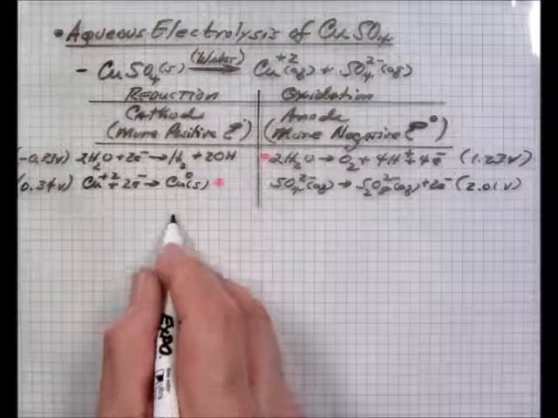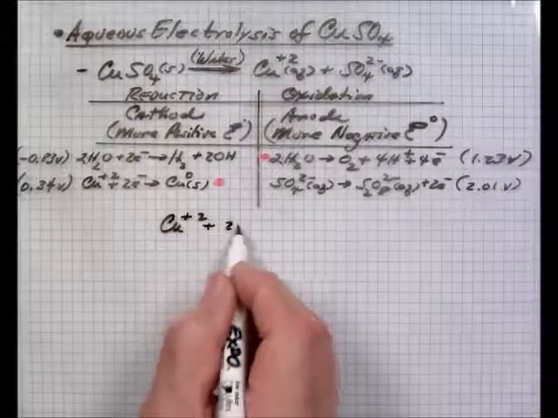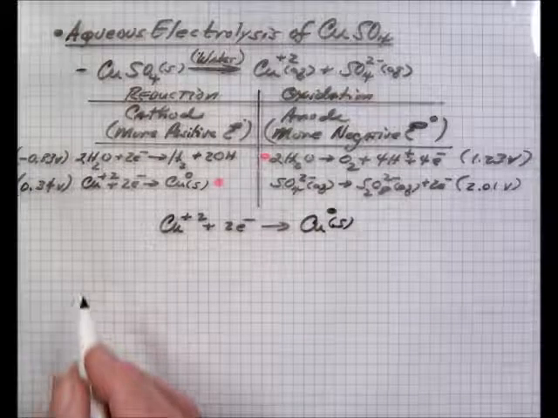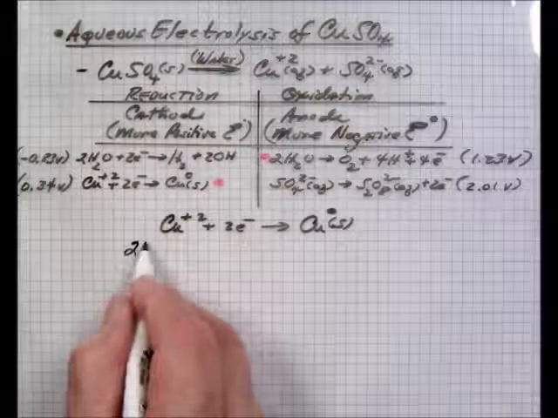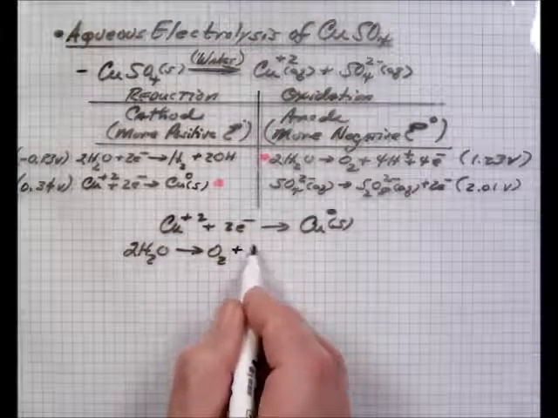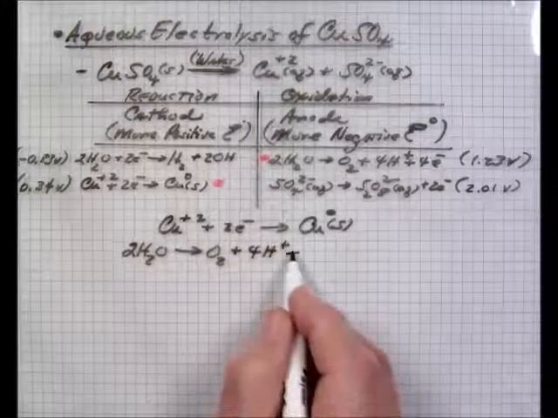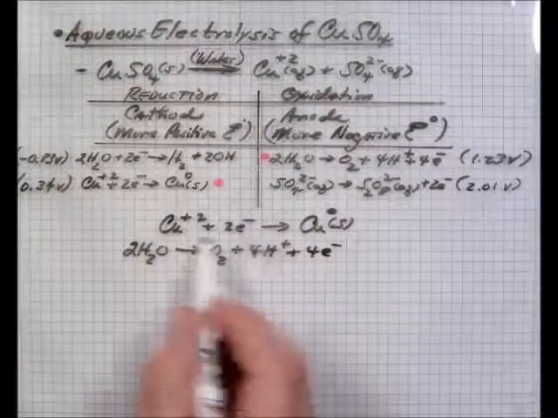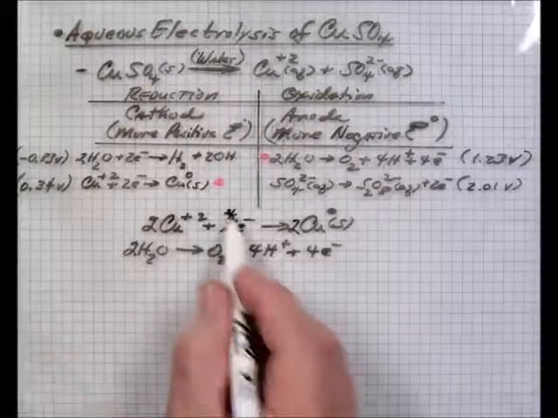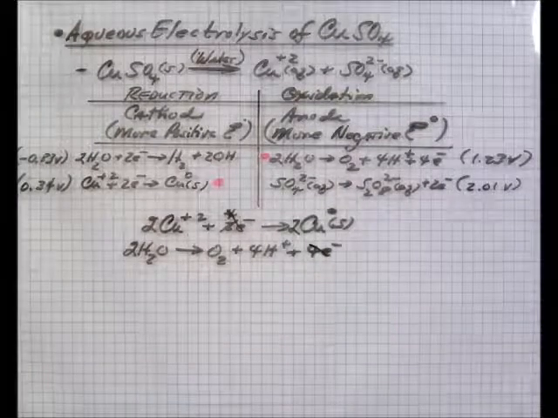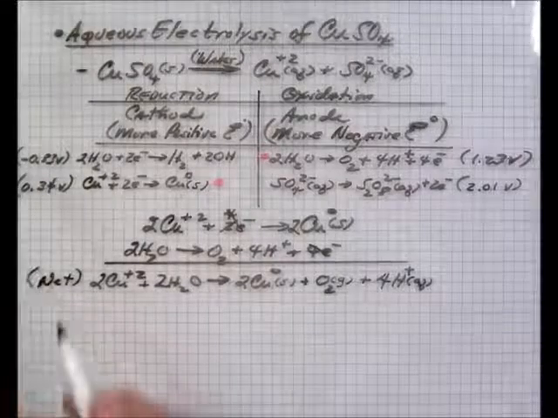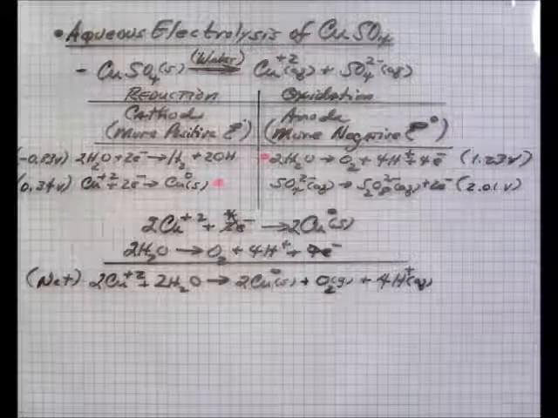So we'll start with the copper 2 plus plus a couple of electrons goes to copper metal, and then the water, 2H2O will go to O2 gas plus 4H plus plus 4 electrons. Now in this case we will have to double the copper reaction, and then we can add these together to get the net reaction. So here is the net reaction for the electrolysis of the copper sulfate.